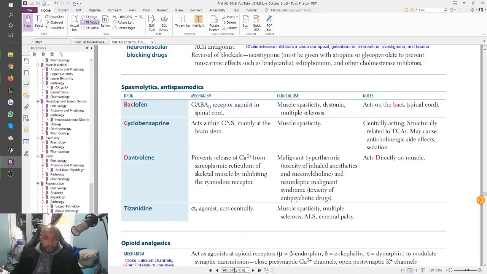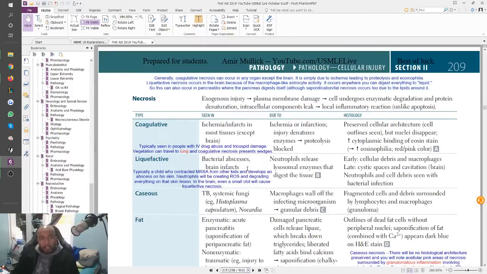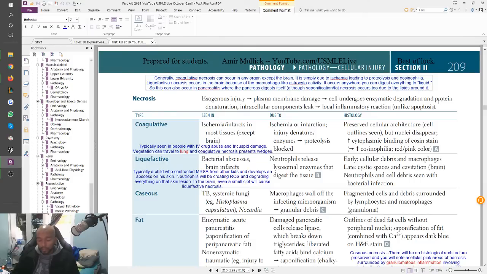If we look at this real quick, 215. So up here I wrote, generally, coagulative necrosis can occur in any organ except the brain. It is simply due to ischemia leading to proteolysis and eosinophilia. Liquefactive necrosis occurs in the brain because of the macrophage-like astrocyte activity. Liquefactive necrosis occurs anywhere you can digest everything to liquid. So this can occur in pancreatitis, where the pancreas digests itself. Although saponification and fat necrosis occurs too due to the lipids around it. Right, so there's that concept, and you really want to make sure you understand that. Do not get too confused by it.